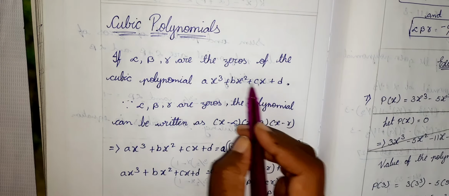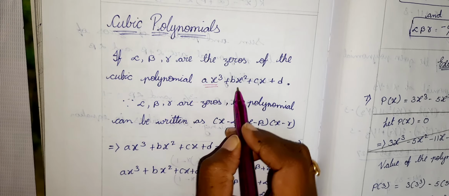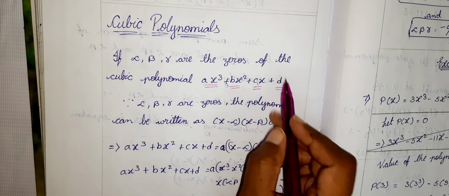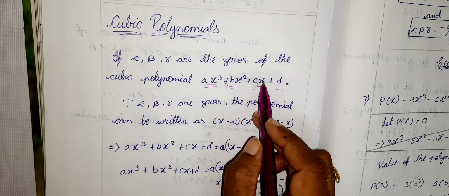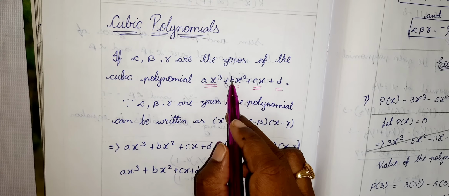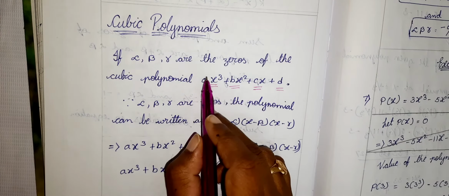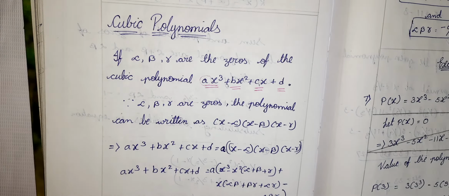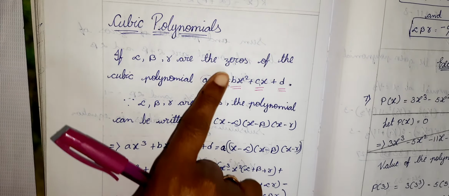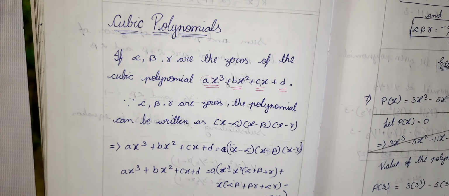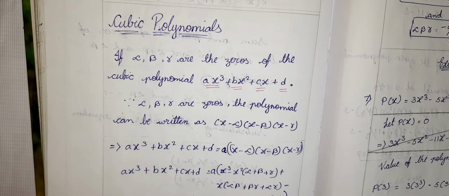And the standard form of the cubic polynomial is ax cube plus bx square plus cx plus d. Here d is the constant term, c is the coefficient of x, b is the coefficient of x square and a is the coefficient of x cube. And here what should be the condition? A should not be equal to 0. If a becomes 0, then this will become a quadratic polynomial but not a cubic polynomial. So care must be taken while defining the cubic polynomial that the coefficient of x cube should not be 0.